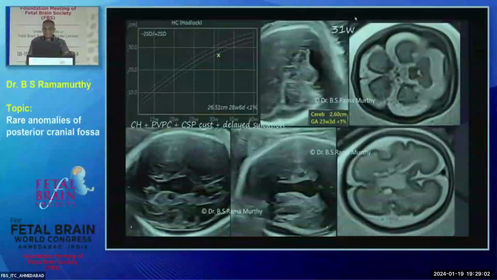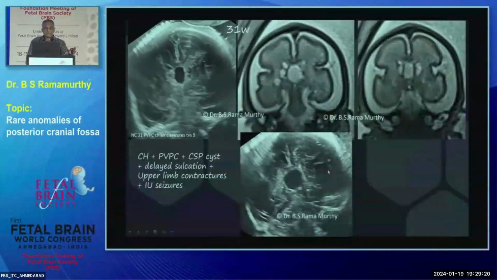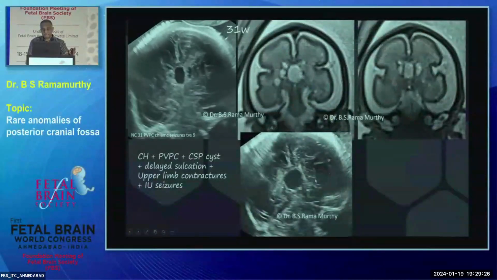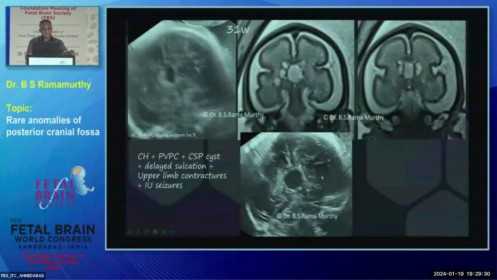But remember, this is 31 weeks. There's no operculation there. There's no operculation here, and the PO sulcus is seen, but the cingulate is not seen. You know that there is a lissencephaly. You know, periventricular pseudocyst, cerebellar hypoplasia, and of course, this is the MR coronal showing you the cyst there, and this is the biconvex nature of the CV that you can see here.